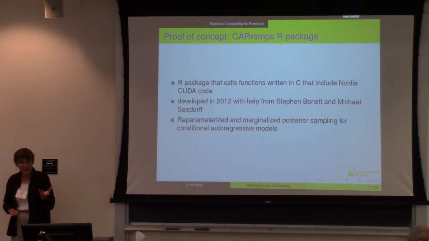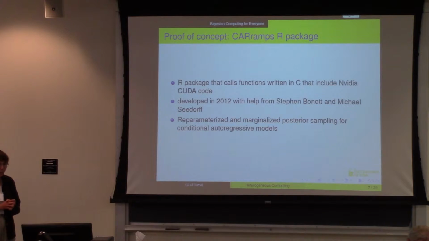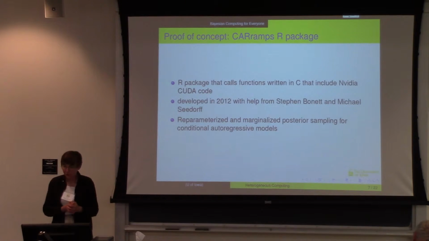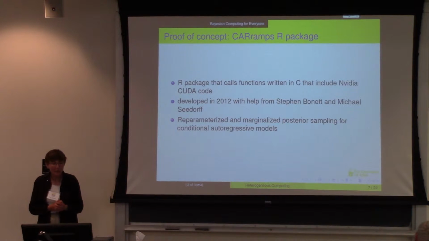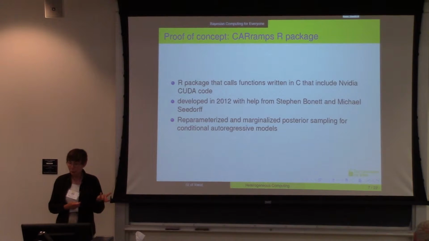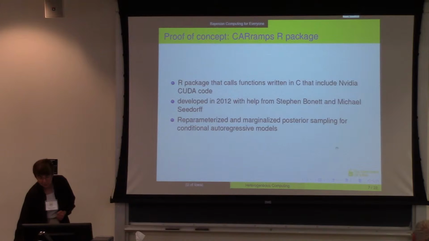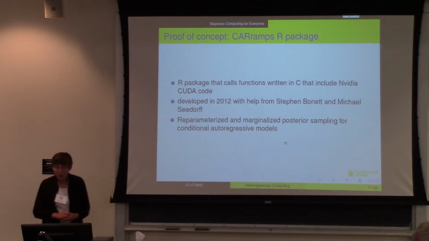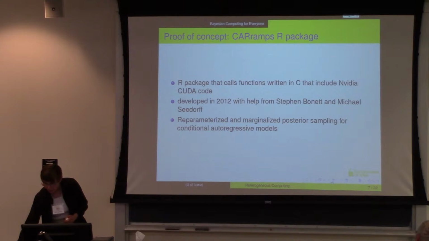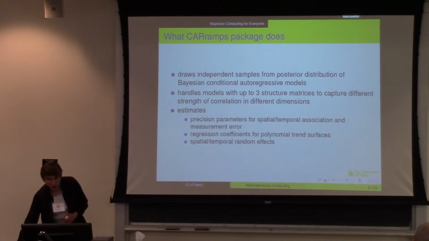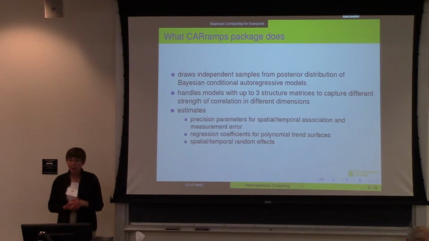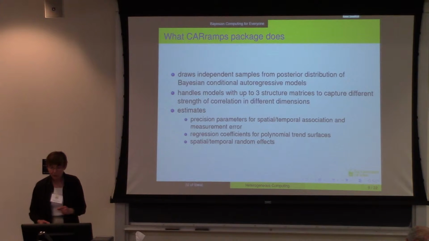So proof of concept was the R package CARRAMS, which with the help of two then undergraduate students, Stephen Monet and Michael Seedorf, I put on CRAN in 2012. It does reparameterize and marginalize posterior sampling. The RAMS part is that last, for conditional autoregressive models. That's where the CAR part of the name comes from. It draws independent samples from the posterior distribution of these Bayesian conditional autoregressive models.